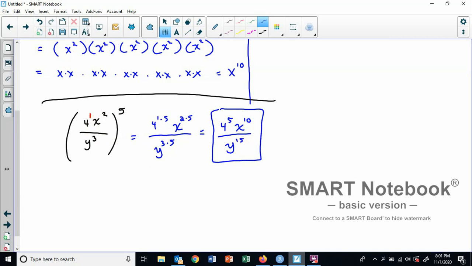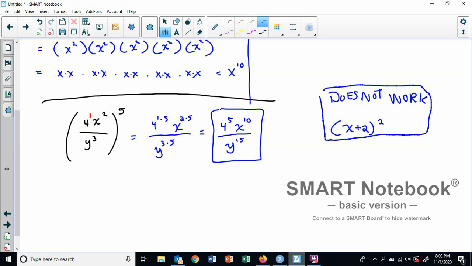So there we go. Now, notice I can do this rule if the bases are being multiplied or divided. This rule does not work if there's a plus sign or a minus sign in there, like this, x plus 2 squared. It will not work if there's something being added inside the parentheses. So do not try to do it with that. Only with multiplications and divisions. Okay?